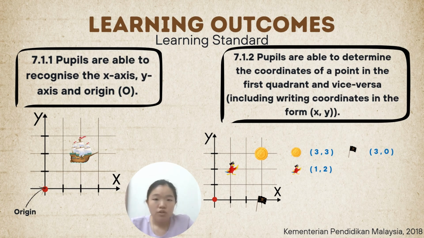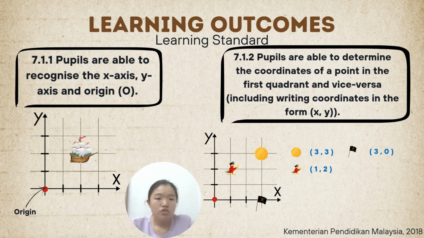Now we're talking about the learning outcome. The first learning outcome involves the learning standard. Based on the DSKP of Mathematics Year 4, pupils should be able to recognize the x-axis, y-axis, and the origin of the Cartesian plane.